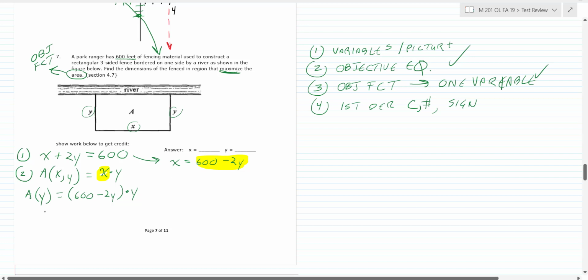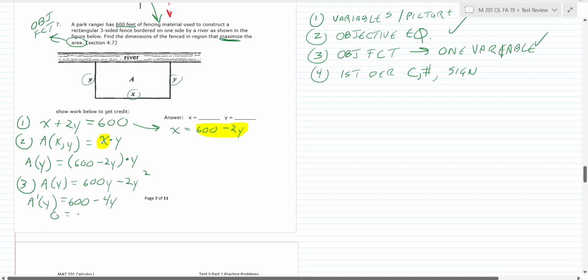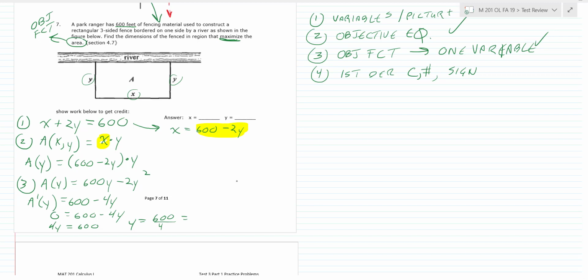So when I move on to step 3, I think what I'll do is go ahead to start with, I'll just distribute. So I get 600y minus 2y squared. So I'll go ahead and do my first derivative. That's going to be 600 minus 4y. I want to set that equal to 0. Okay, I'm going to add 4y to both sides, so I get 4y equals 600. And then y is just going to be 600 over 4. So that will give you your critical number then. So that is 150.